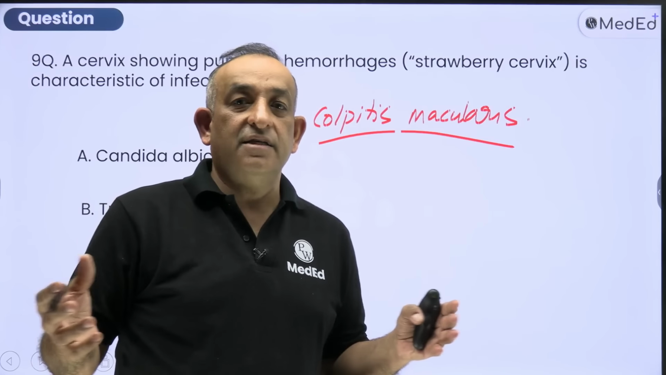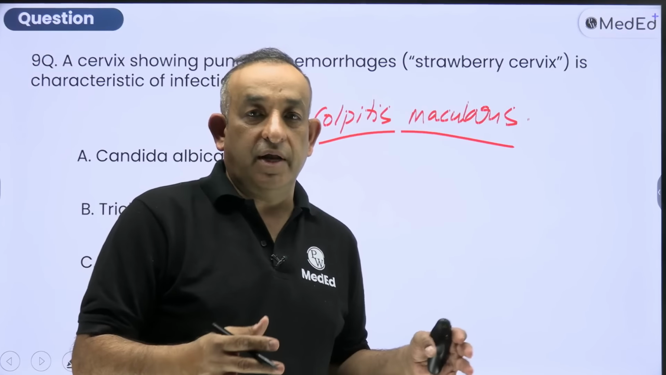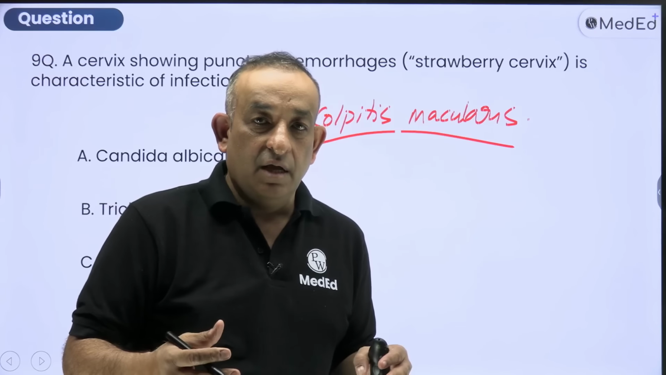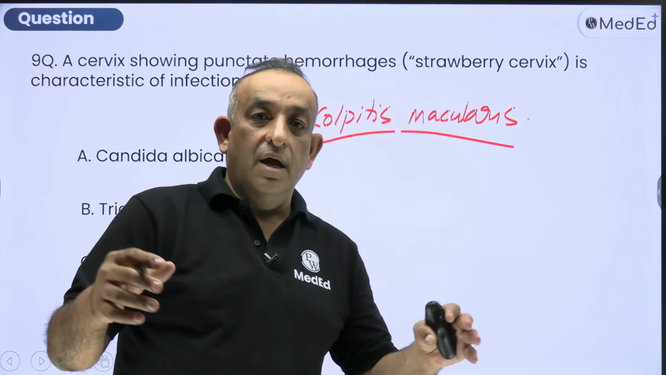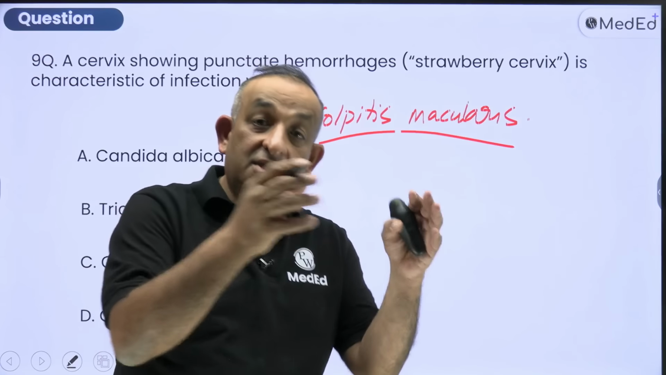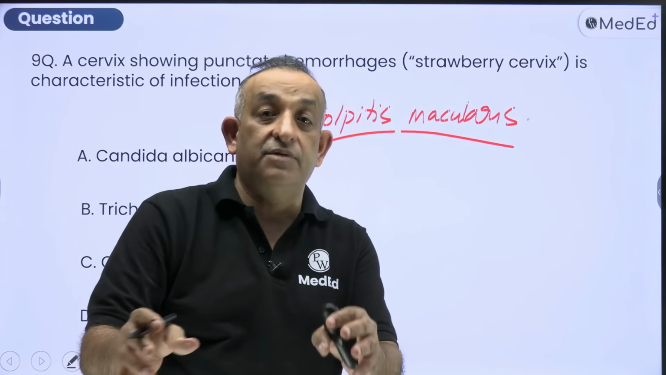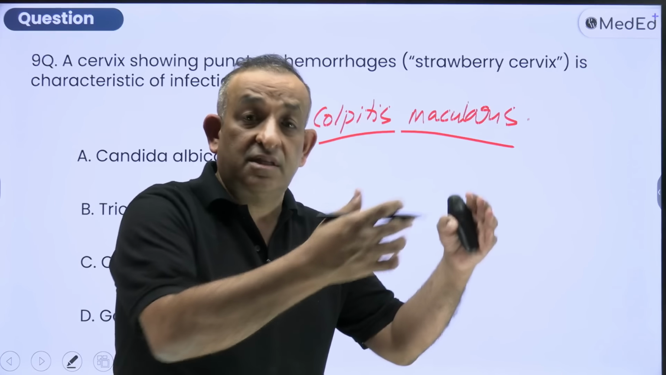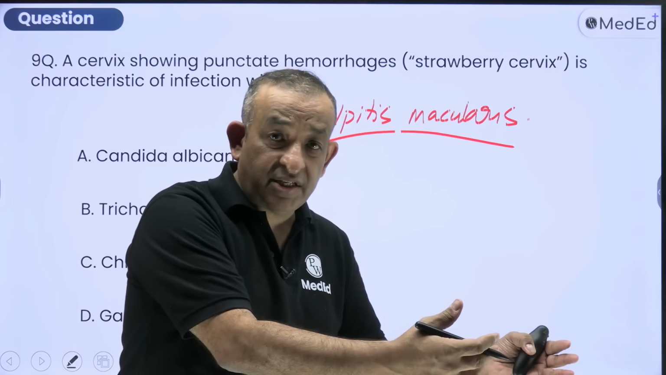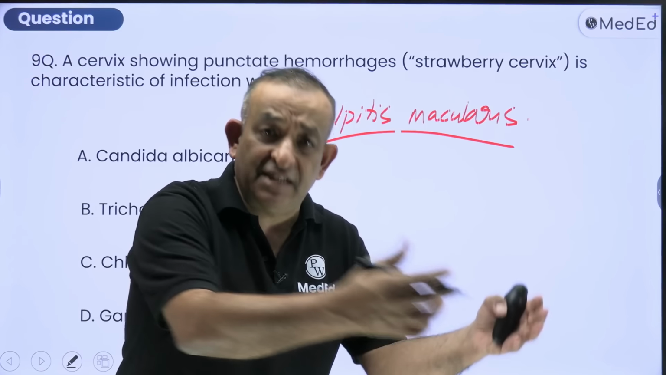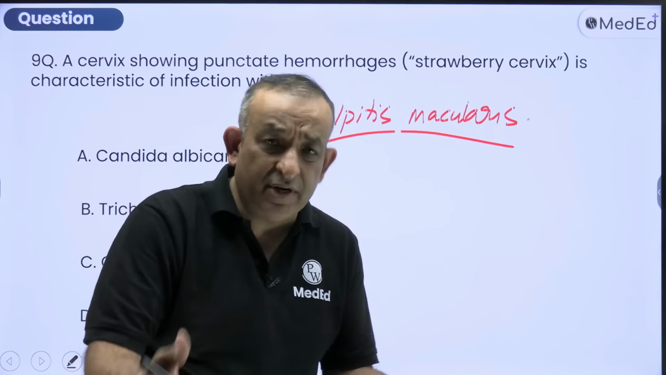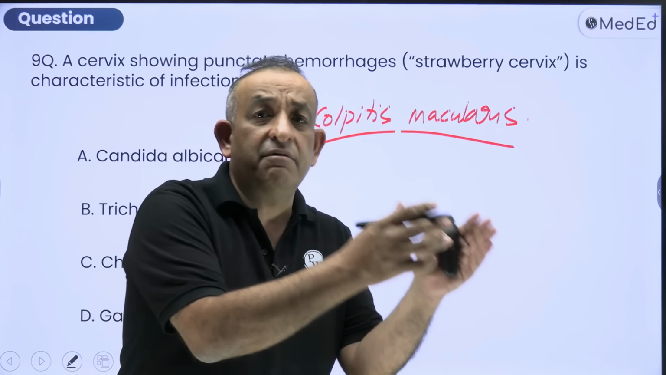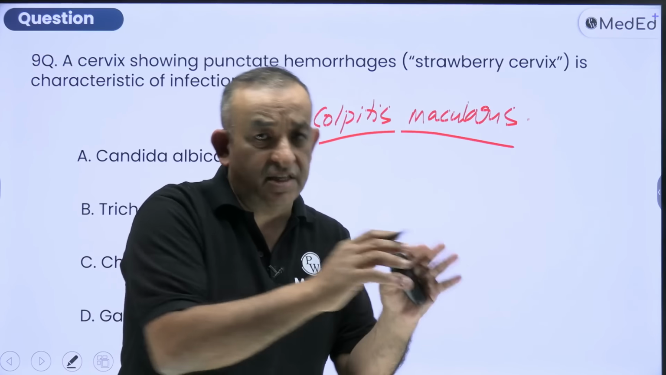Chadwick sign is for which part of the body? Vulva, vagina, cervix. And everybody says, no, it is only for the vagina. Arey bhai, Chadwick sign is for the cervix, classically mentioned in your Williams. Obviously, if the cervix is bluish, that is Chadwick sign. The vagina also will be bluish. It will not be yellowish, isn't it? So strawberry vagina, strawberry cervix in trichomoniasis.